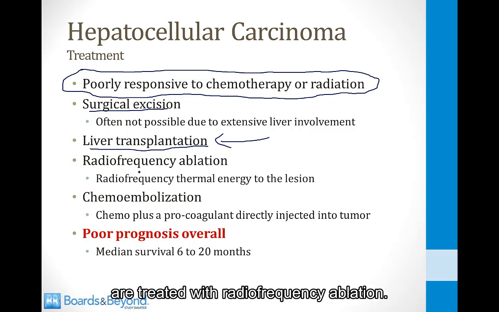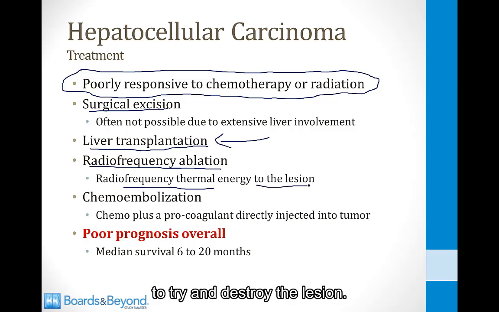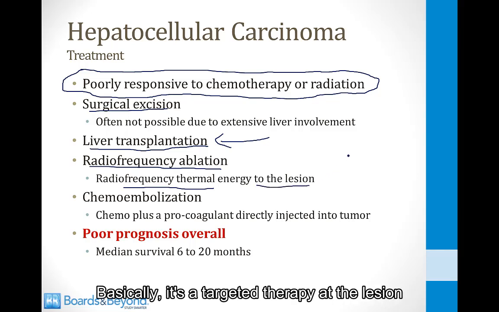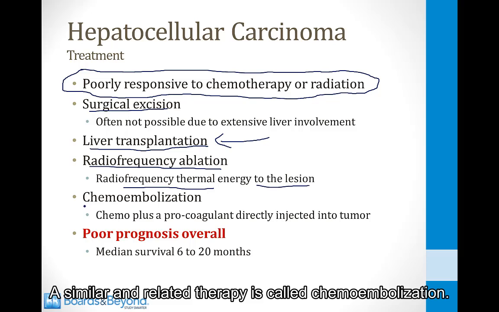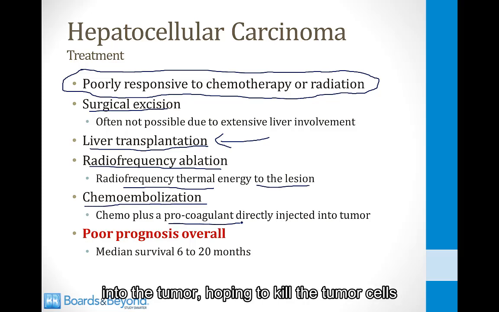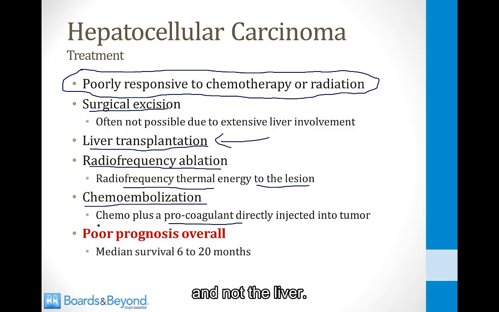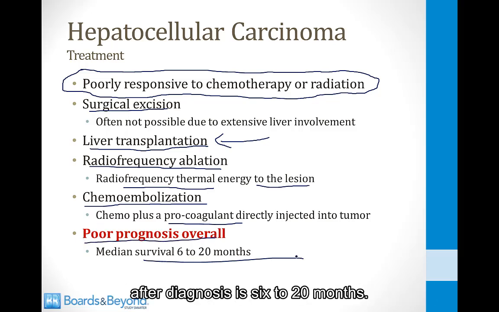Sometimes these tumors are treated with radiofrequency ablation. This is where you use radiofrequency thermal energy to try and destroy the lesion. Basically, it's a targeted therapy at the lesion to try and destroy just the tumor and not the liver tissue around it. A similar and related therapy is called chemoembolization. This is where you inject a procoagulant directly into the tumor, hoping to kill the tumor cells and not the liver. Overall, the prognosis is poor, and the median survival after diagnosis is 6 to 20 months.